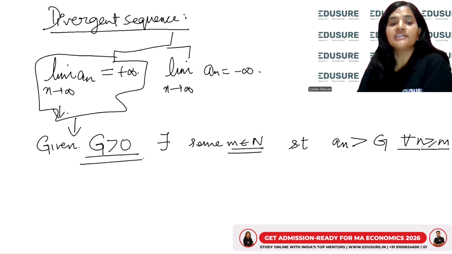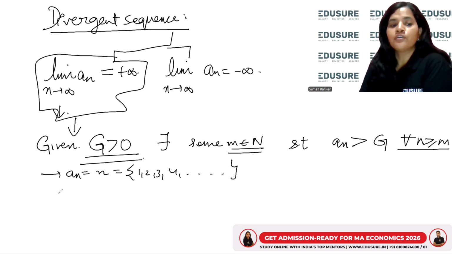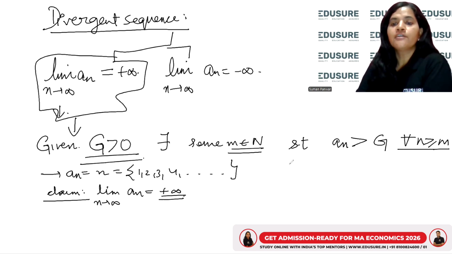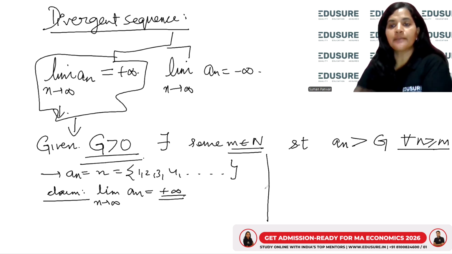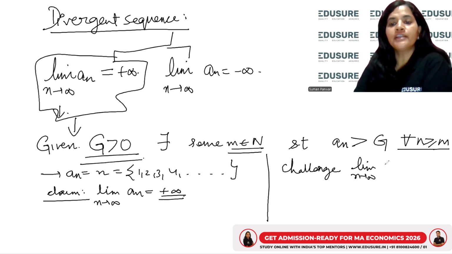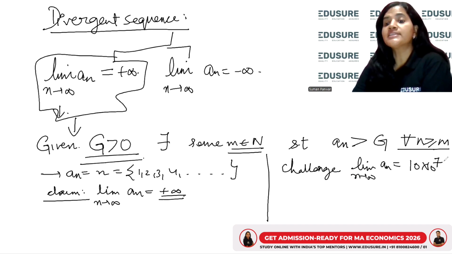So for example, let us look at the sequence an equals n. So it is 1, 2, 3, 4, and so on. What is the claim? The claim is the limit as n tends to infinity of an is equal to plus infinity. Suppose somebody challenges me. That person says, no, the limit of the sequence is 10 crores. So the challenge is: limit as n tends to infinity of an is equal to 10 crores. That is 10 into 10 raised to the power 7.